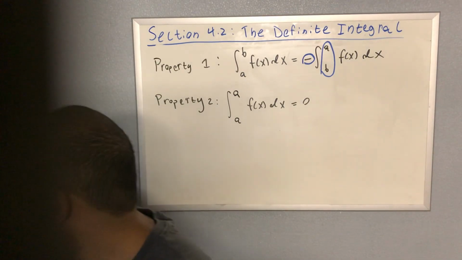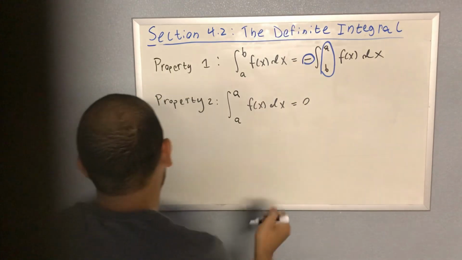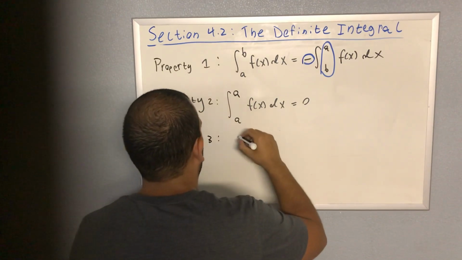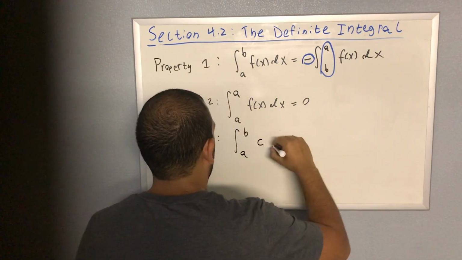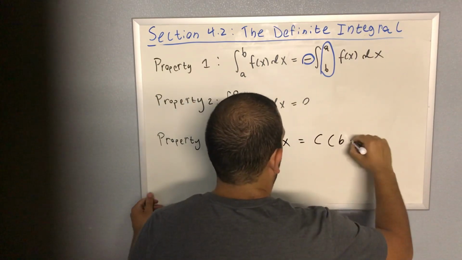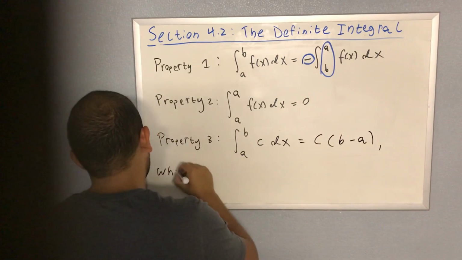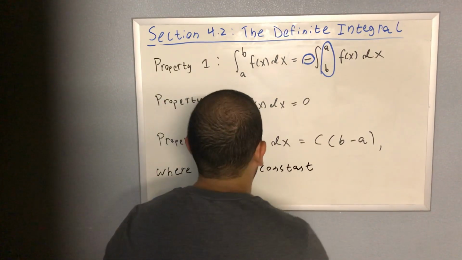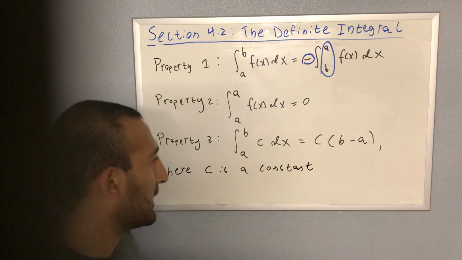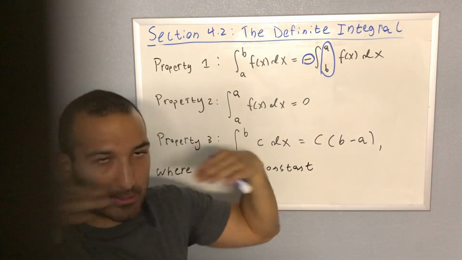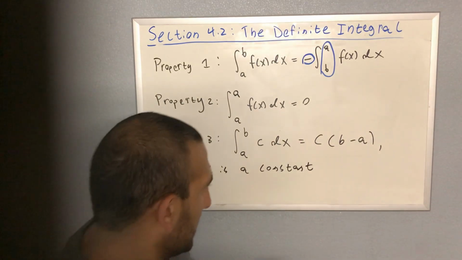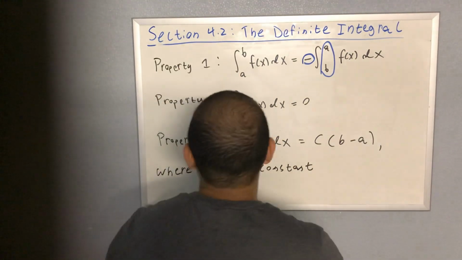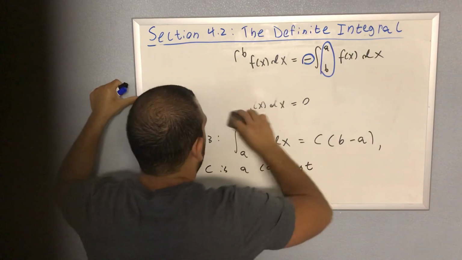And then next up, we have this one. If you're finding the area underneath a curve that's just a constant horizontal line, then the area is just going to be C times B minus A, which we can prove because it doesn't require too much complexity. It's pretty straightforward.